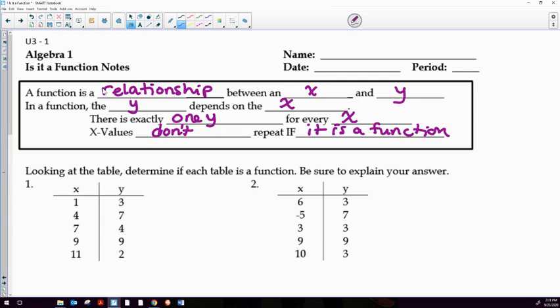So let's go ahead and look at these tables. Again, what we're looking for is to see if our x values repeat. If we look at our x values, we have a 1, a 4, a 7, a 9, and 11. For each x value, it is matched up with a different y value. So because none of my x's repeat, we say this is a function.